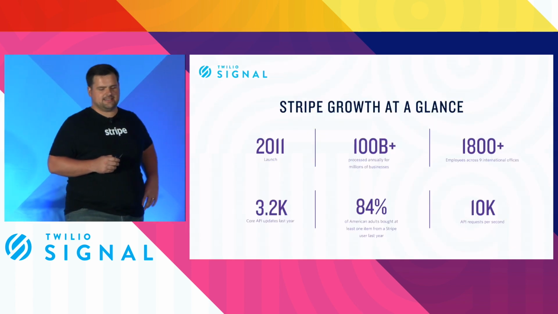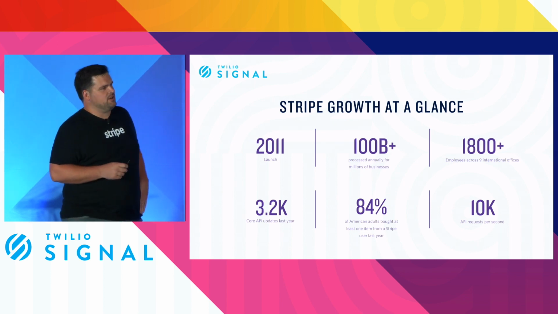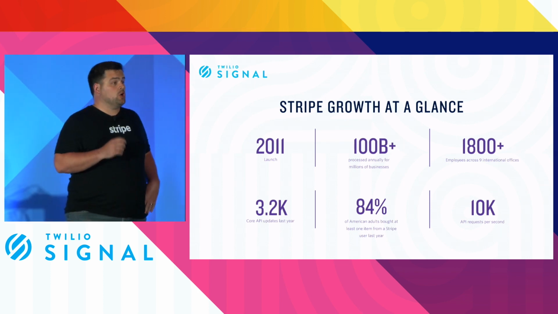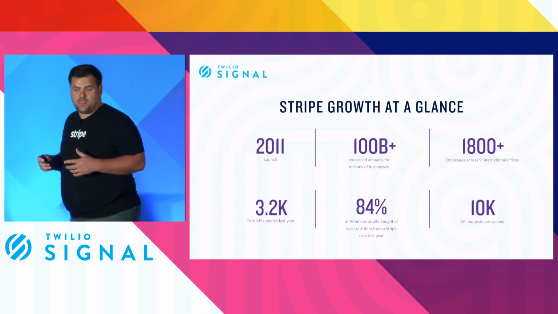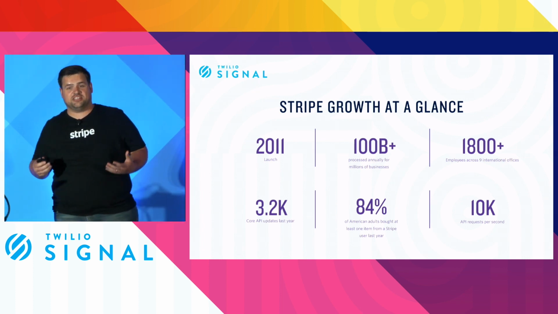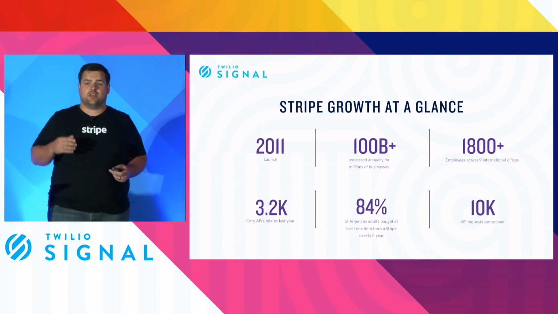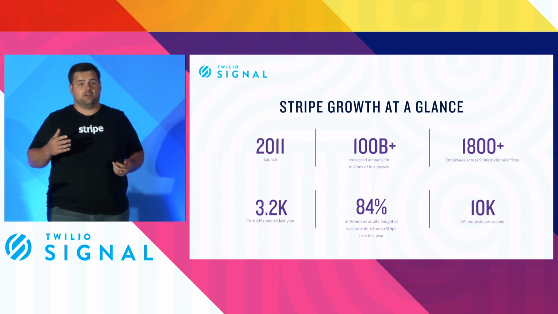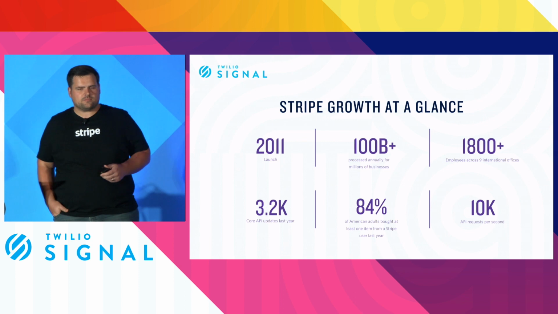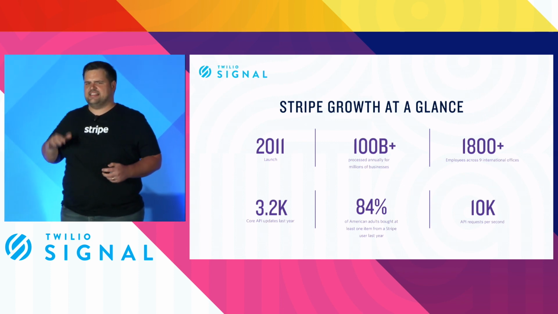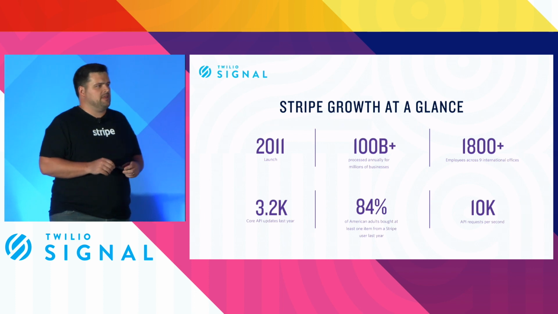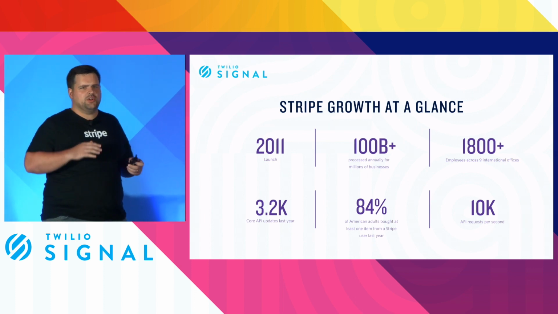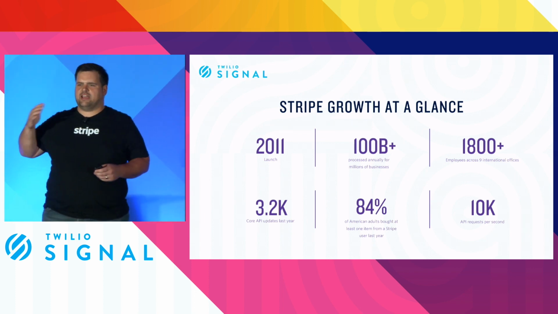Some quick stats. We launched 8 years ago, back in 2011. We're currently processing hundreds of billions of dollars for millions of companies. A stat on the developer relations team I love is that last year alone, we released 3,200 core API updates. And on any given day, the stat's a little higher now, but on any given day, we handle about 200 million API requests, which at its peak is about 10,000 API requests per second.